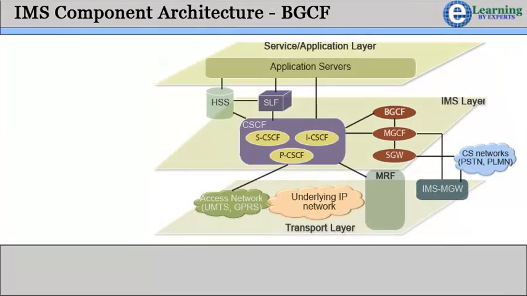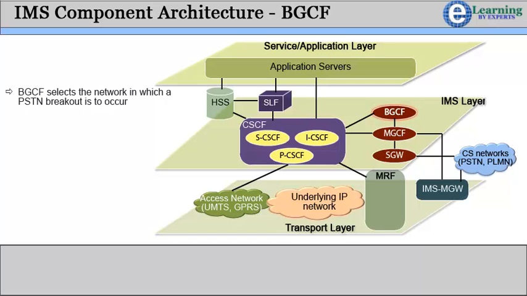Breakout Gateway Control Function, BGCF, selects the network in which a PSTN breakout is to occur. If the breakout is to occur in the same network as the BGCF, then the BGCF selects a Media Gateway Control Function, MGCF. This will be responsible for interworking with the PSTN. The MGCF then receives the SIP signaling from the BGCF.